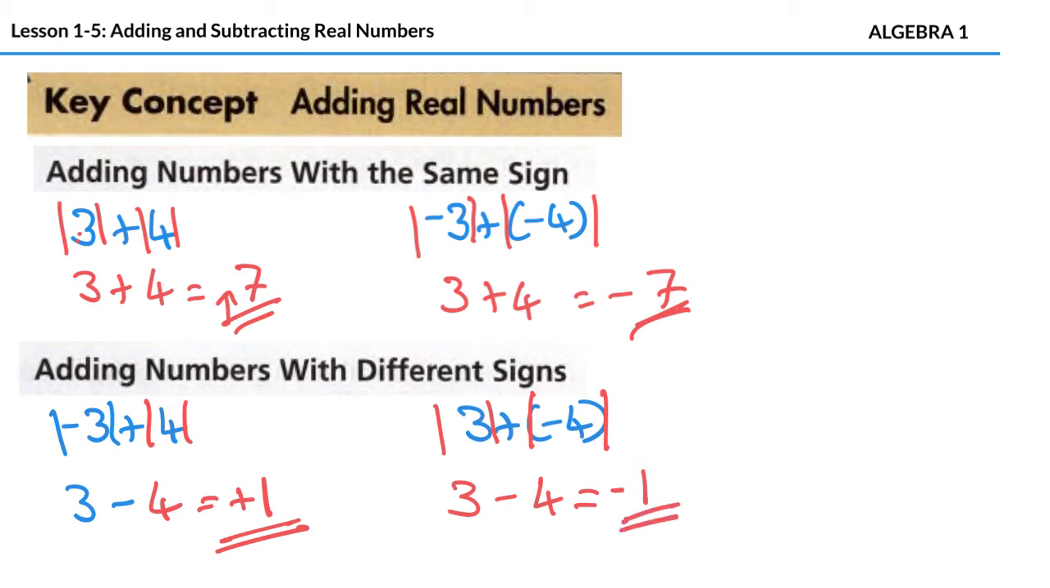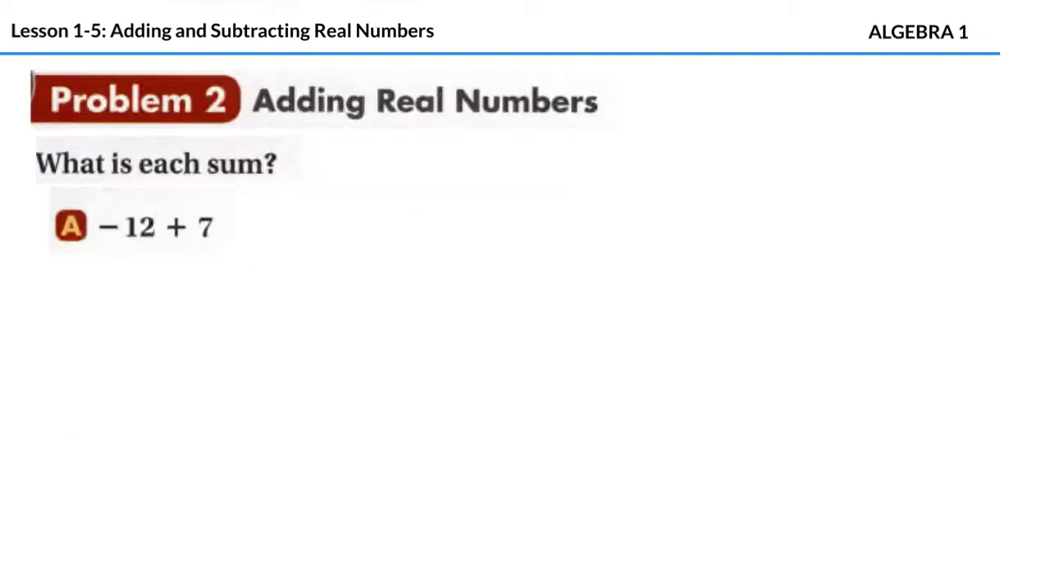So using this concept, let's try a few problems. Let's try this. What is each sum? Negative 12 plus 7. Here the two numbers added have opposite signs. So what do you do? You subtract the absolute values. So what is the absolute value of negative 12? It's 12. And the absolute value of 7 is 7. So 12 minus 7 is 5. But the question is, what will be the sign of 5? Since the greater number is 12, the sign of that is negative, so it's going to be negative 5. Let's try another one.